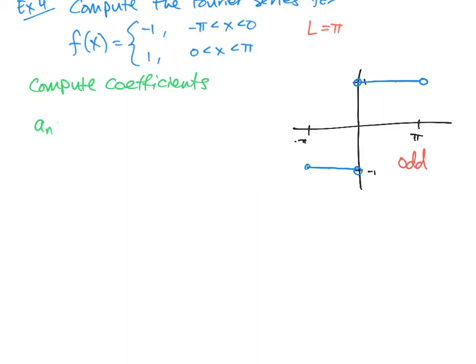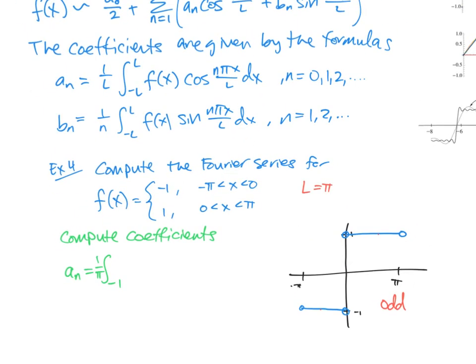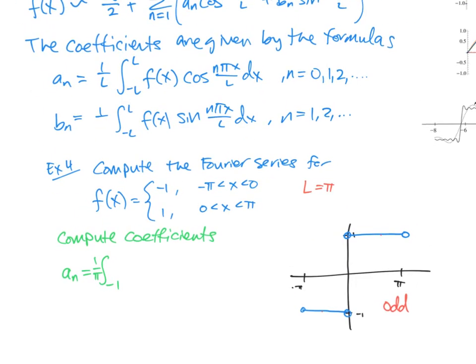So our an is going to be 1 over pi. Oops, here's a mistake right here. That should be an L up there. All right, so our L is pi, and so we have 1 over pi, integral from negative pi to pi of, let's leave it as f of x, cosine n pi x over L, which is going to be nx, dx.